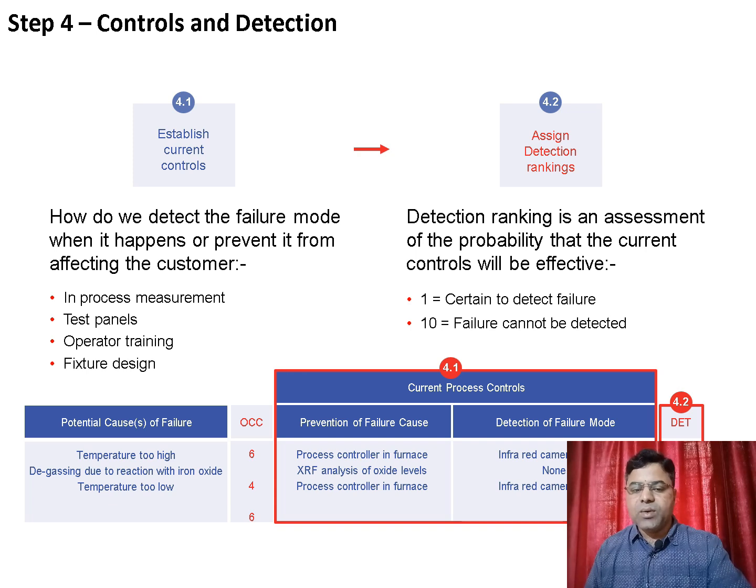We have to take process measurement, test panels, operator training and feature design also. Based on this we have to give the control for each potential failure so that there should not be any occurrences or detection from the process. And then we have to go for the ranking of detection based on 1 to 10 ranking.